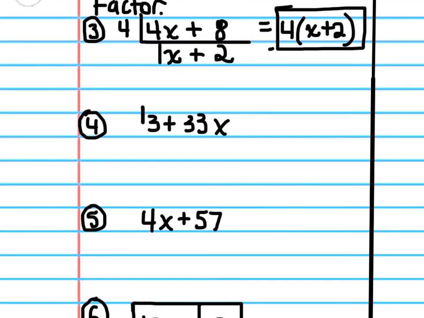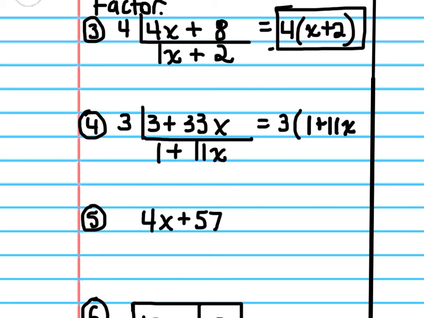Now let's factor the next expression. Here we draw our upside down division bar, and 3 and 33x are divisible by 3. So 3 goes into 3 one time, so let's write 1, plus 3 goes into 33x, 11x times. Okay, we're factoring. We're not finding the GCF. So 3 plus 33x is factored to 3, and then in parentheses we write 1 plus 11x. So now it's been factored. This is it: 3 times the sum of 1 plus 11x.